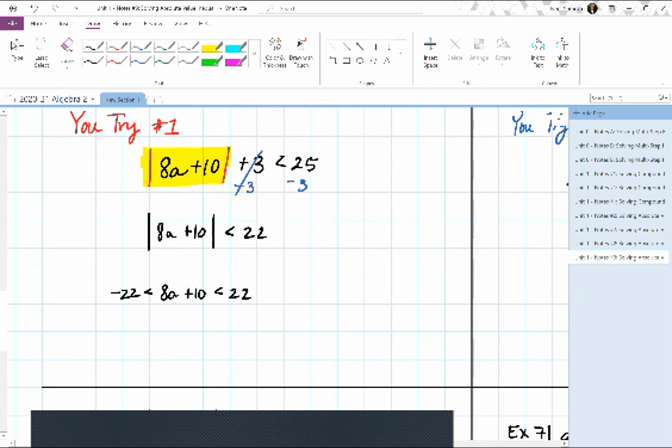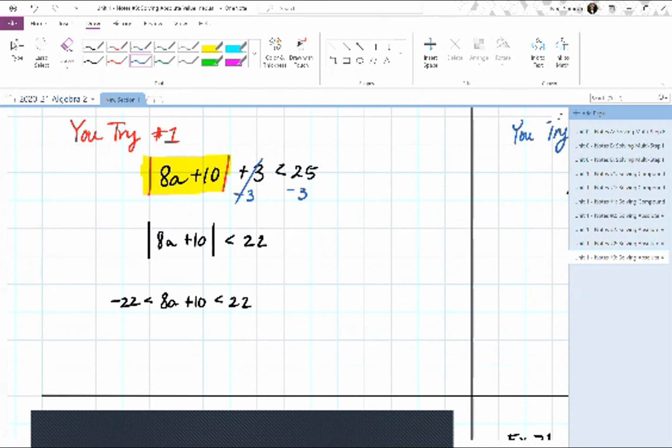Okay. So if you got up to this point so far, pretty good. Now the goal is to solve for a, right? You're trying to solve for a, working your way out from the middle. So if I have 8a in the middle, the first thing I ought to do is subtract 10 from all 3 sides, because that's going to allow me to bring down my 8a. That's going to be less than 12, but greater than negative 32.